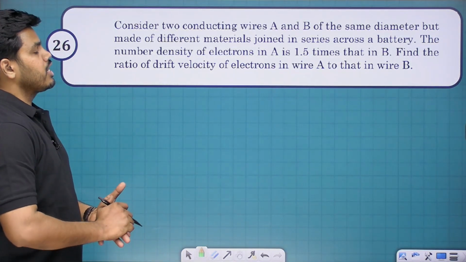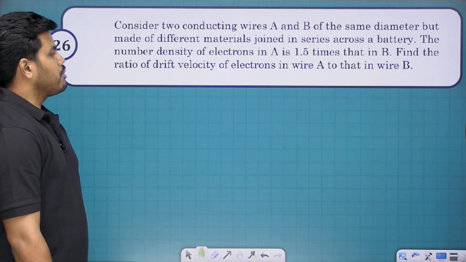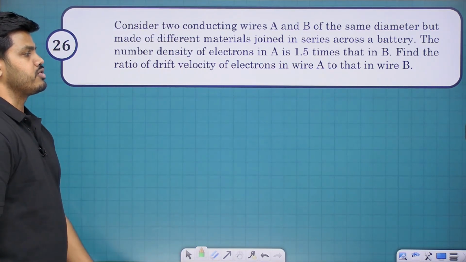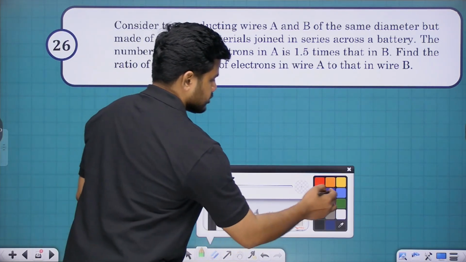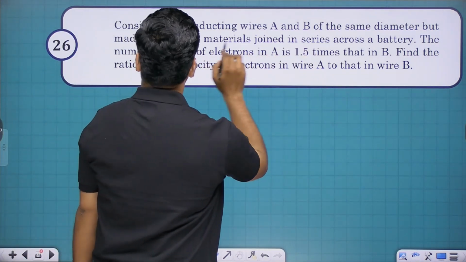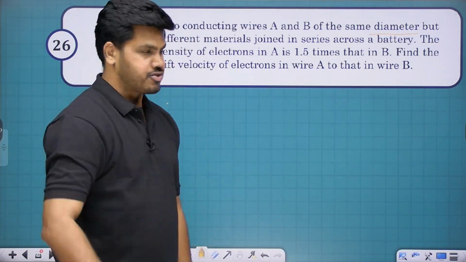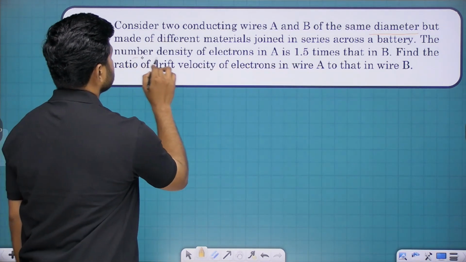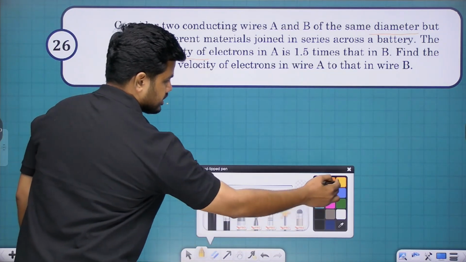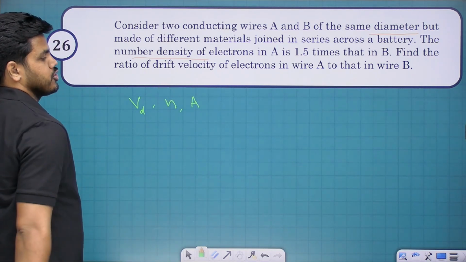26. Consider two conducting wires A and B of the same diameter but made of different materials joined in series across a battery. The number density of electrons in A is 1.5 times that in B. Find the ratio of drift velocity of electrons in wire A to that in wire B. We are given some hints here. They are of the same diameter, which means same radius of cross section, same area of cross section. The number density ratio is also given as 1.5 times that in B.